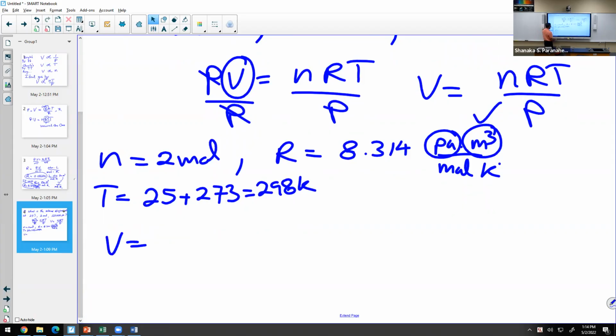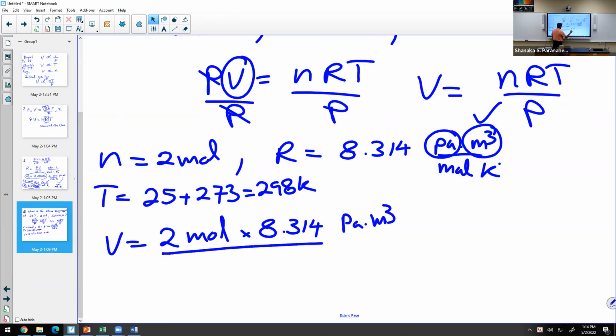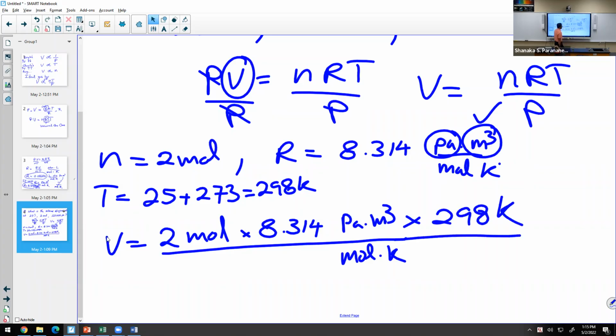V equal to n, number of moles, 2. Work with your units, then you can decide whether it's the correct R value or not. So it's moles, R value, we pick this one, 8.314, units Pascal, cubic meters per mole per Kelvin, times temperature, 298 Kelvin, and divide by pressure. Pressure is 125,000 Pascal.